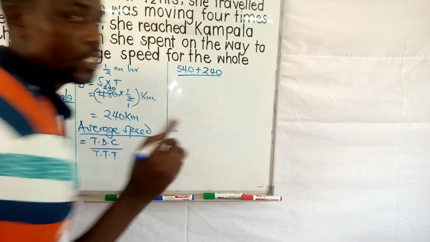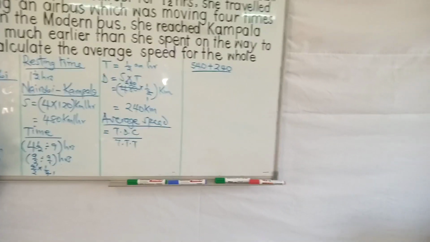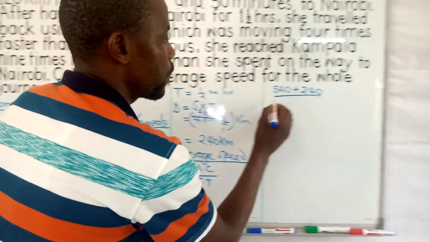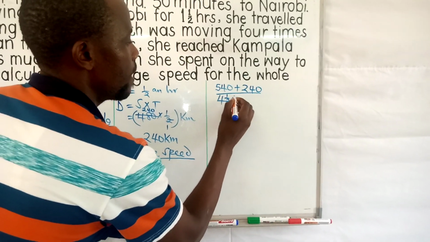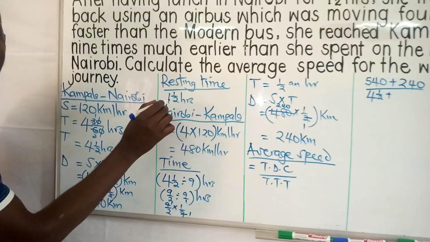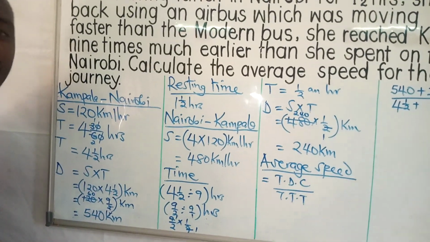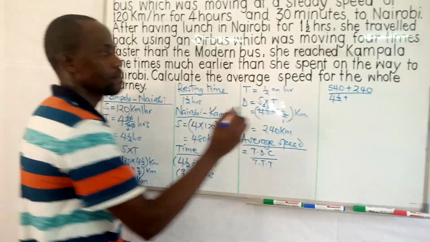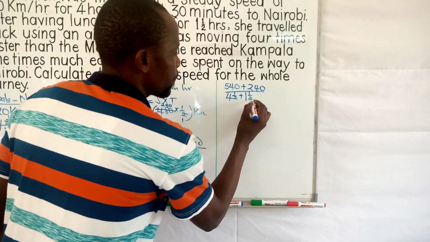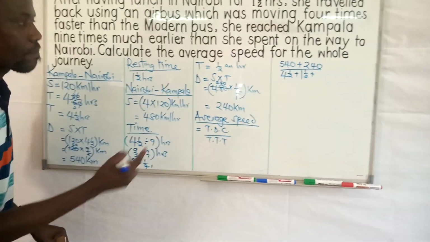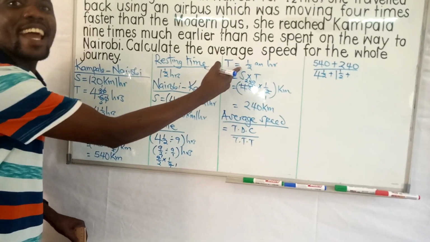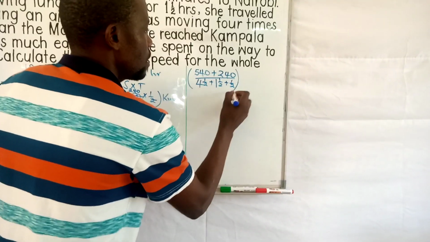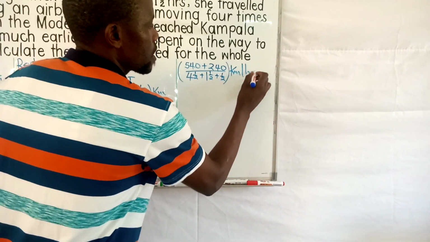Out of the total time taken, the first time was 4.5 hours. So we have 4.5 plus resting time. She had lunch for 1.5 hours. When you're resting, time is being taken. That's why we're talking about total time taken. So the 1.5 plus the time spent coming back using an Airbus, which is half an hour. So add half an hour. An average speed, of course, this will be kilometers per hour.